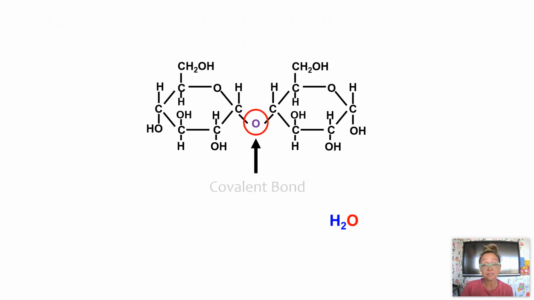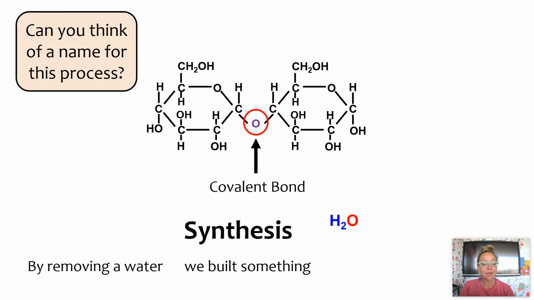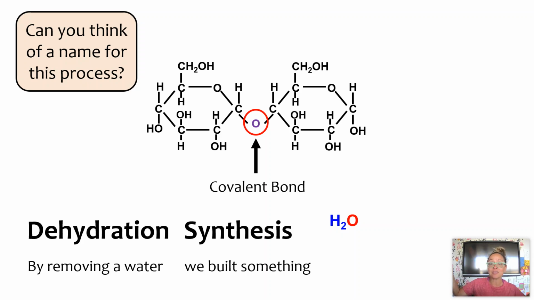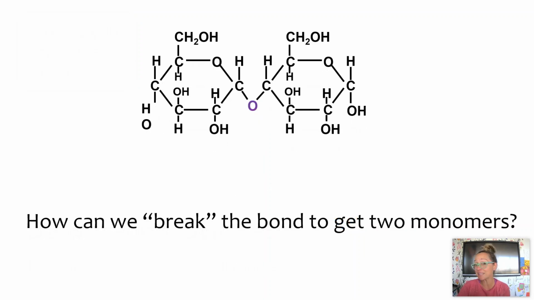Now, here we did build something, right? So that would be synthesizing. And we did it by removing a water. So the actual name for this process is dehydration synthesis. We built by dehydrating, or removing a water. If you were building a polymer of carbohydrates, you would continue this process as you keep adding glucose to this growing chain.